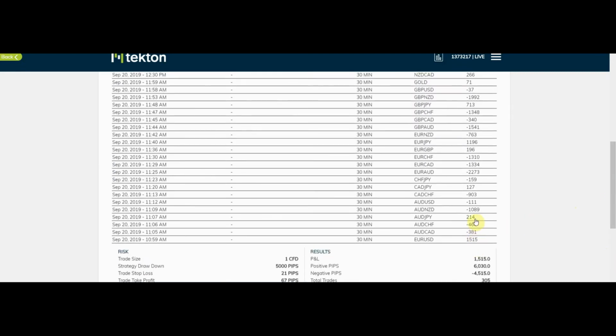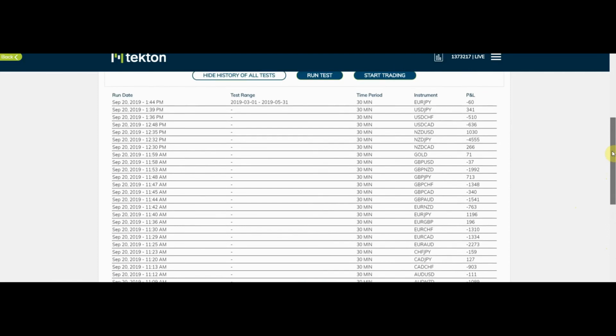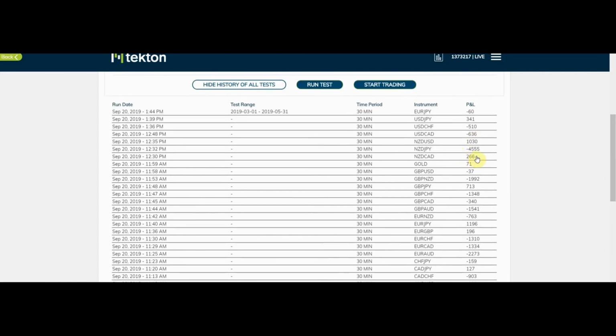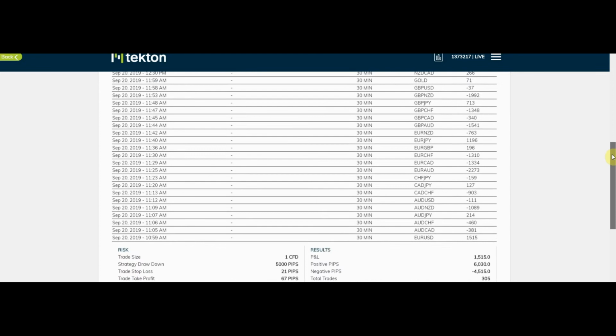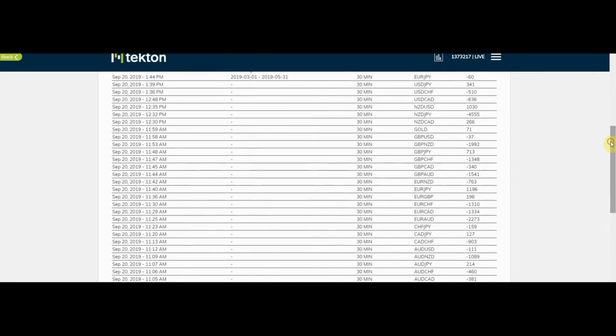There were some other notable performances. There were some positive ones with Aussie yen here. There were positives with CAD yen. There were positives with euro pound. And euro yen was almost 1,200 pips of profit. Pound yen was 713. Kiwi CAD was 266. So had you been running all of these positive result pairs, even gold had a little bit of profit. So there's about 6 or 7 pairs there that you could have used with this strategy and made a positive impact on your trading account.